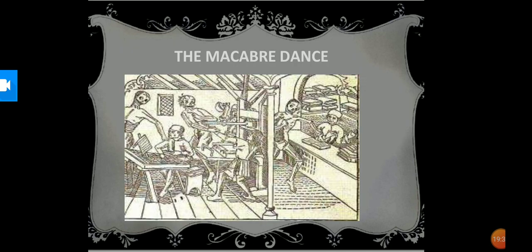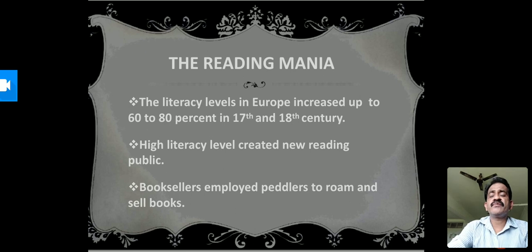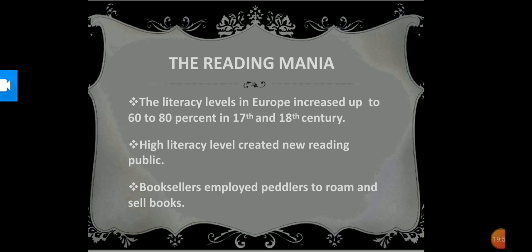The reading mania. The literacy levels in Europe increased up to 60 to 80 percent in the 17th and 18th century. High literacy level created a new reading public. Booksellers employed peddlers to roam and sell books. Churches of different denominations set up schools in villages, carrying literacy to peasants and artisans. By the end of the 18th century, the literacy rate had increased.